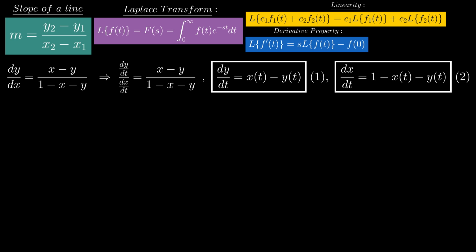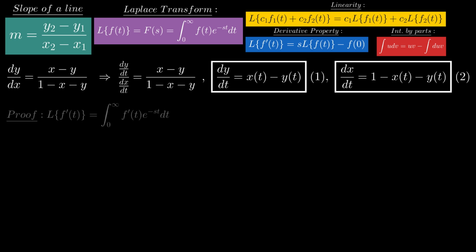And this latter property is easy to verify using integration by parts. If you don't remember the formula for integration by parts, it's the indefinite integral u times dv equals u times v minus the integral of du times v. So using integration by parts, we have the definite integral from 0 to infinity of e to the negative s times t times f prime of t dt.